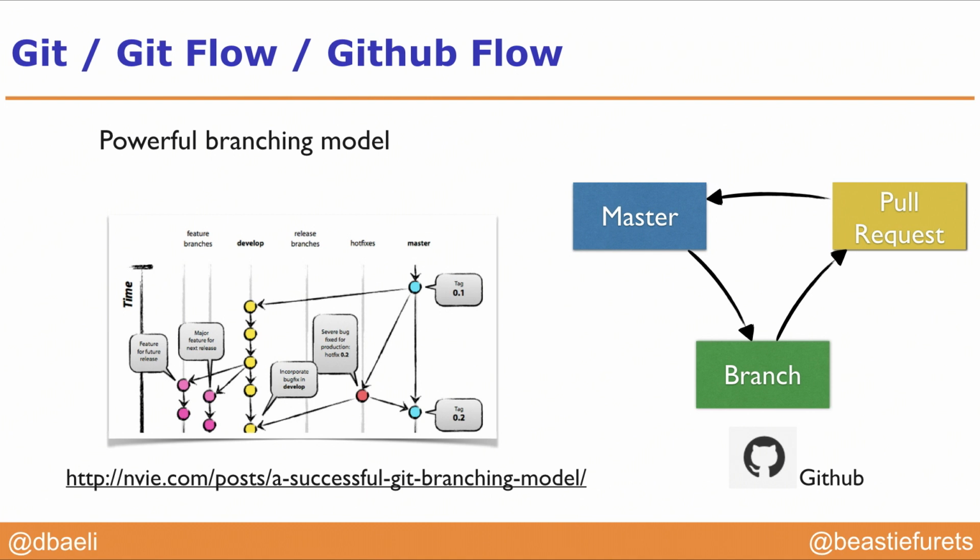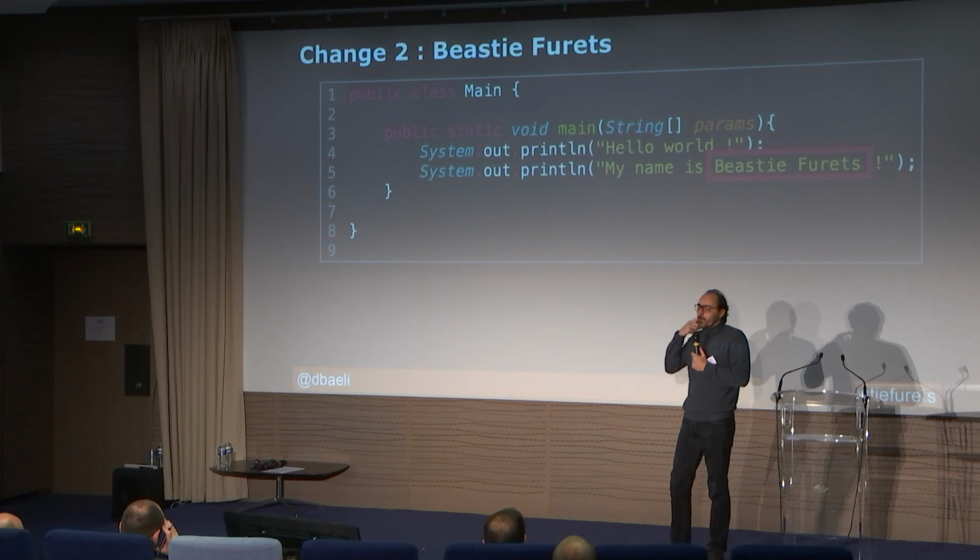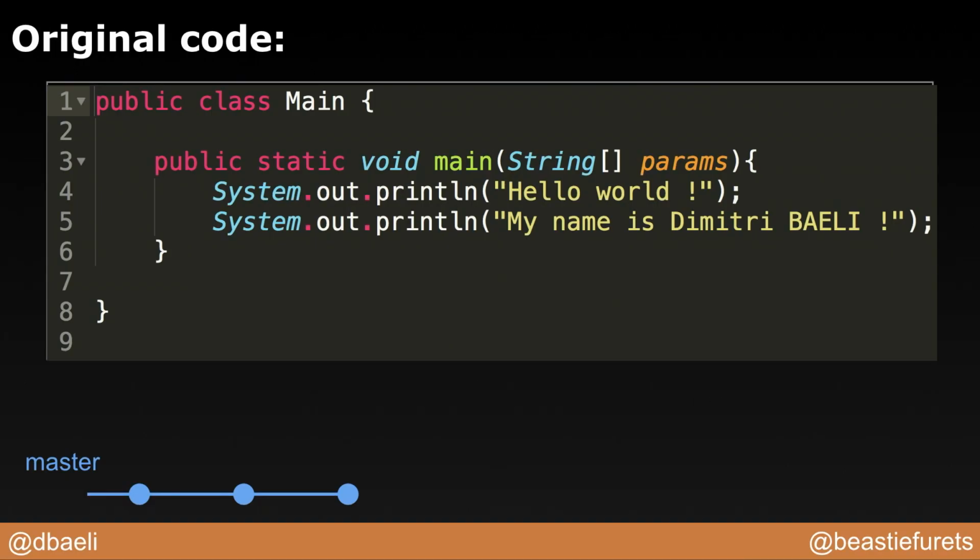So I have a piece of code, Hello World for basic developers, and my name is Dimitri Baeli, and I'll discuss three kinds of changes. The first kind of change: I want to say hello to Lean IT. The second one is, my name is Beastie Furets, so Hello World is back to normal, so that's the single change. I'm just changing the line. My name is Beastie Furets. I went back to the original text. And the third change, so there are three different independent changes, is allows Beastie word.